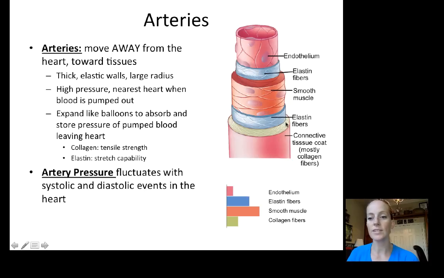So for that, you will see within the artery walls a lot of tensile strength. So you're going to see collagen on the outer connective tissue for the strength of these large vessel walls. You will also see elastic tissue. And these elastin fibers allow that stretch and recoil so that the pressure in these large arteries will fluctuate with the diastolic and systolic events in the heart. So as the heart is pumping, the arteries will expand to receive that blood, and as the heart is relaxing, the arteries will recoil to push the blood forward.